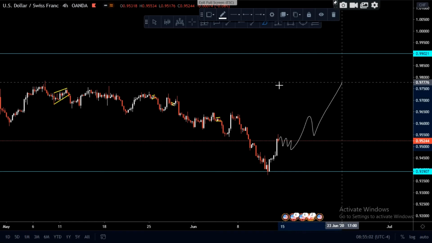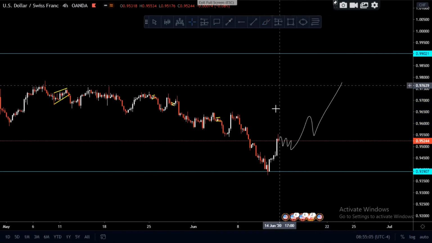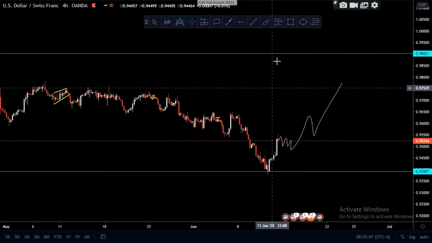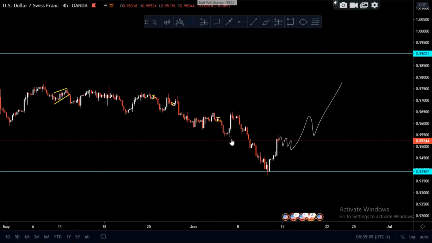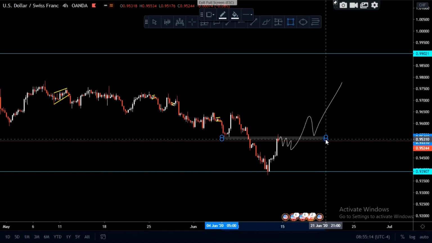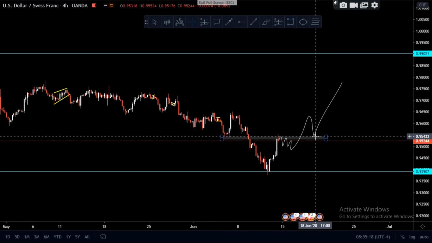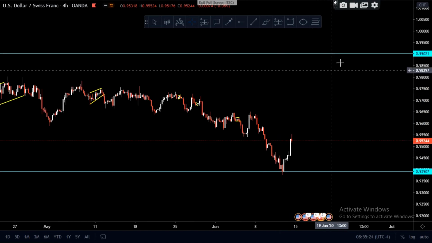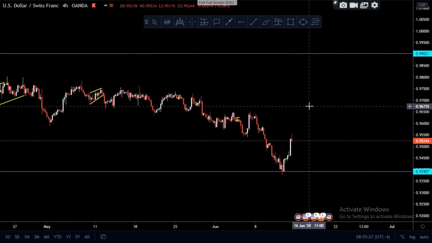So I'm sure you can see, if it does give us something like this, we can clearly anticipate that this is an inverse head and shoulders. This is an inverse head and shoulders, and we know that it breaks to the upside, so we will be looking to take advantage of it all the way to this blue horizontal ray over there.